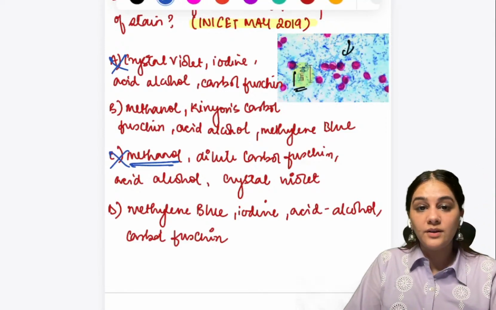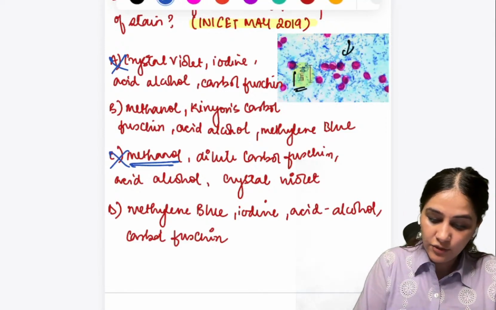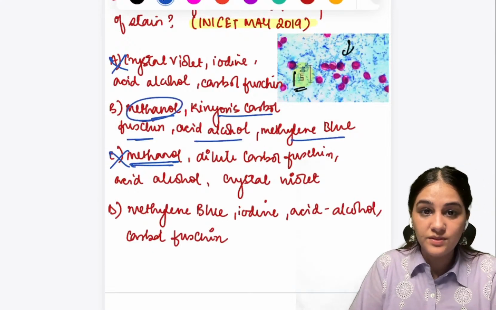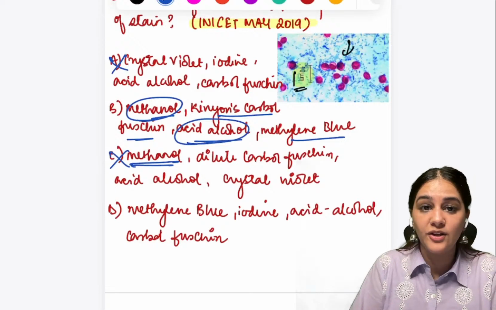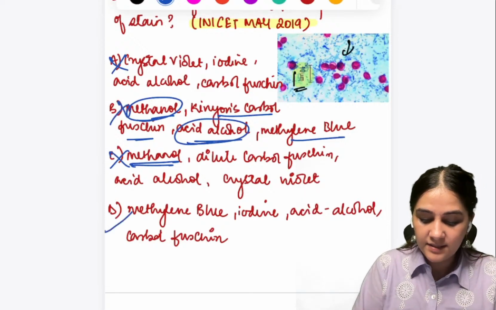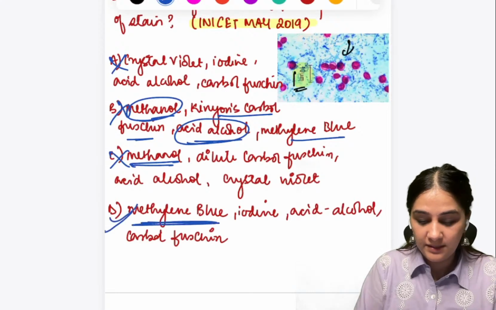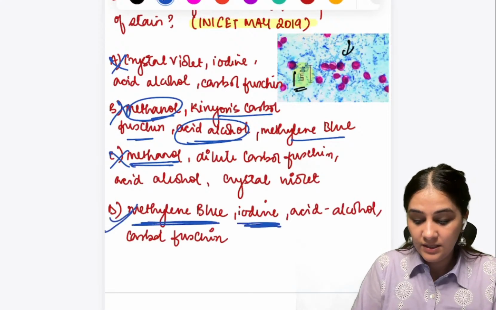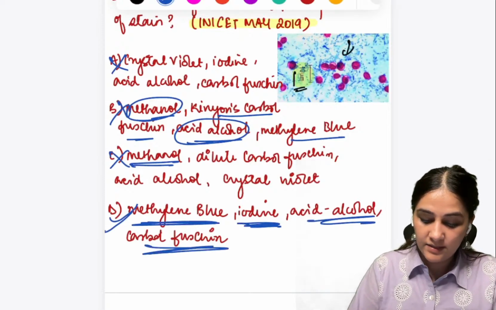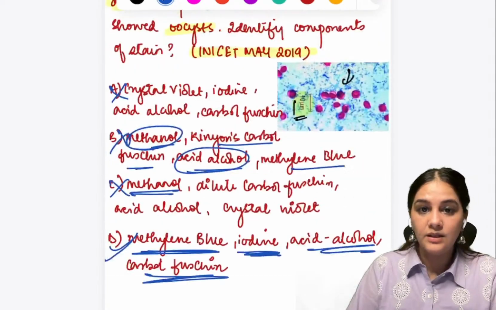What are we using here? So again, methanol, Kinyoun's, carbol fuchsin, acid alcohol, methylene blue. Methanol, are we using? We are not using methanol and acid alcohol both together. We are not doing that. So this is out. So our answer is actually going to be here. So we are using methylene blue. We did use iodine, acid alcohol, and carbol fuchsin, right? So that is what our answer is going to be.